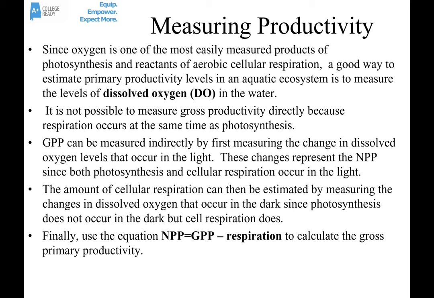Since oxygen is one of the most easily measured products of photosynthesis and one of the most easily measured reactants of aerobic cell respiration, a good way to estimate primary productivity levels in at least an aquatic ecosystem is to measure the levels of oxygen that's dissolved in the water, dissolved oxygen, or DO. Okay? So it's not possible to directly measure gross productivity because respiration and photosynthesis happen at the same time. But we can indirectly measure it by first calculating the NPP.